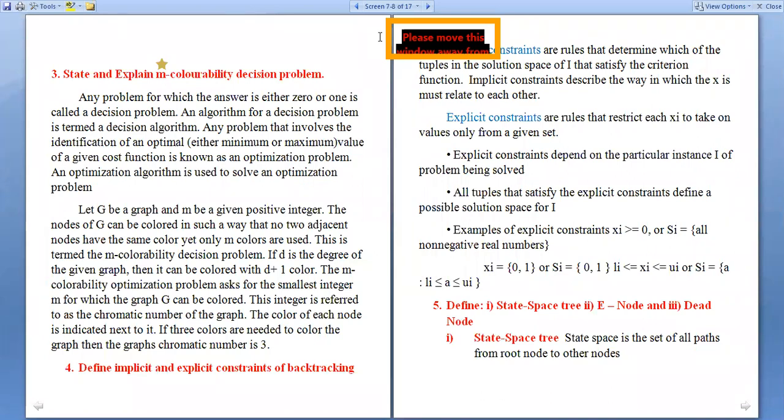Suppose when you want to color a simple graph, it needs only 3 colors. 3 colors are enough to assign a color to each node, satisfying the constraint that adjacent nodes should not have the same color. Then only 3 colors you have used, so the chromatic number is 3. Now see the next question.